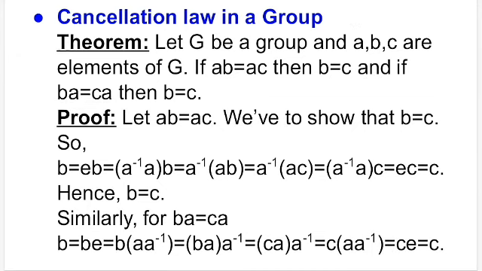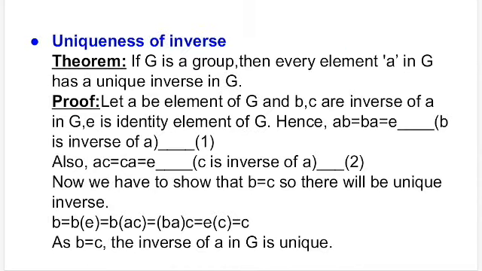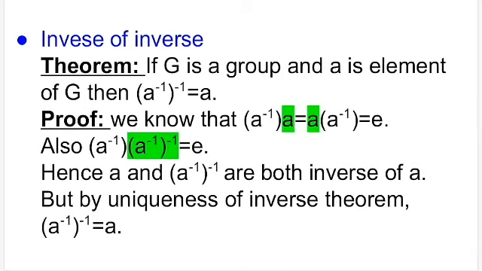So in today's lecture, we just saw some results in group theory. First one is uniqueness of identity. That is, if G is a group, then the identity element of G is unique. Then we saw the uniqueness of inverse. If G is a group, then every element A in G has a unique inverse in G. Then we talked about inverse of inverse. If G is a group and A is an element of the group, then the inverse of A inverse is again A.